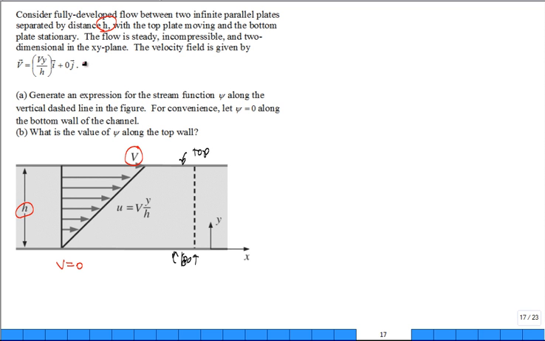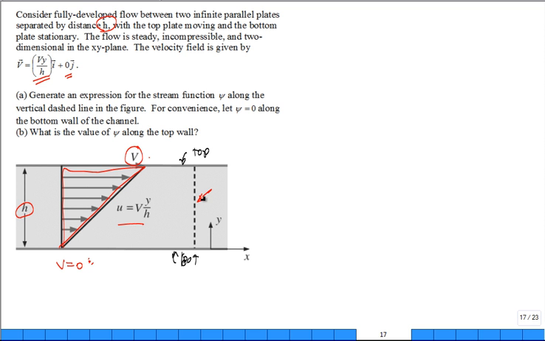The velocity field is given by, and here it is, it's all in the x direction, nothing in the y, and it's a linear profile. If you plot it, that's what it looks like. So u is a function of y, and if you put in y equal to 0, you get the bottom plate with no speed and no velocity. If you put in y equal to h, you get cap V back. So this is a great function for u as a function of y. Generate an expression for the stream function psi along the vertical dashed line in the figure.